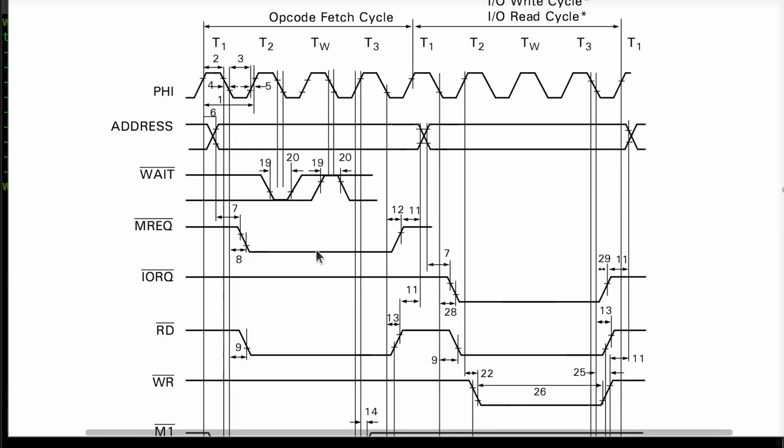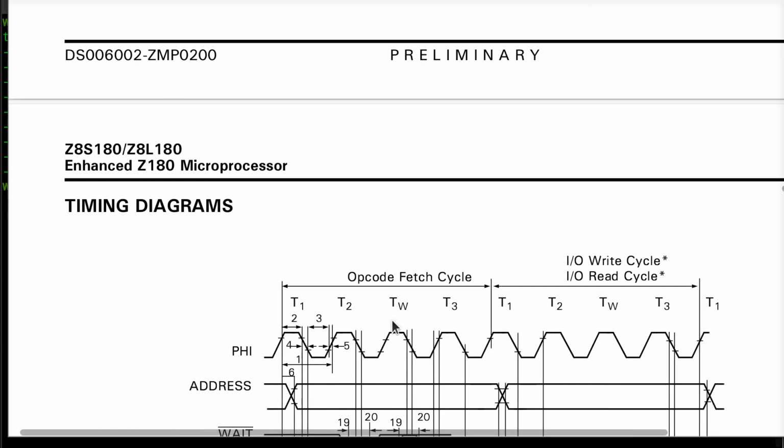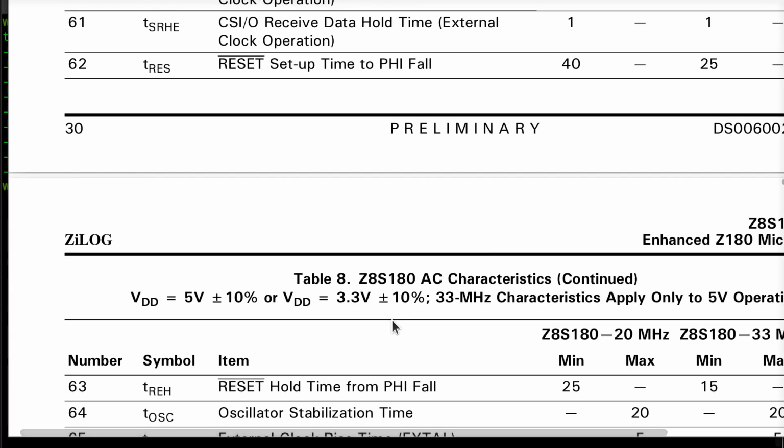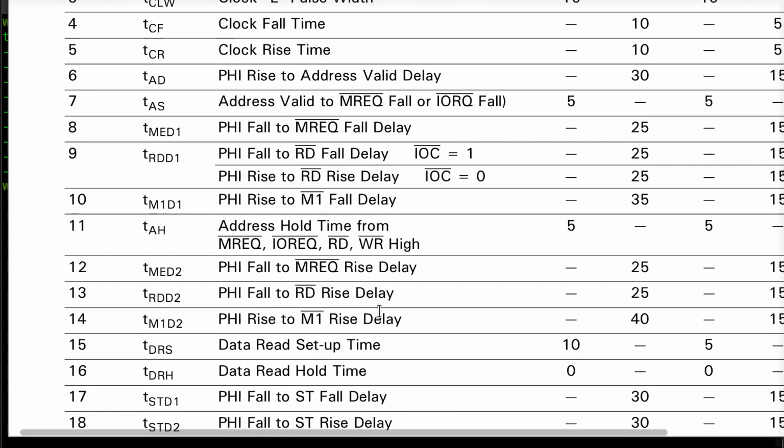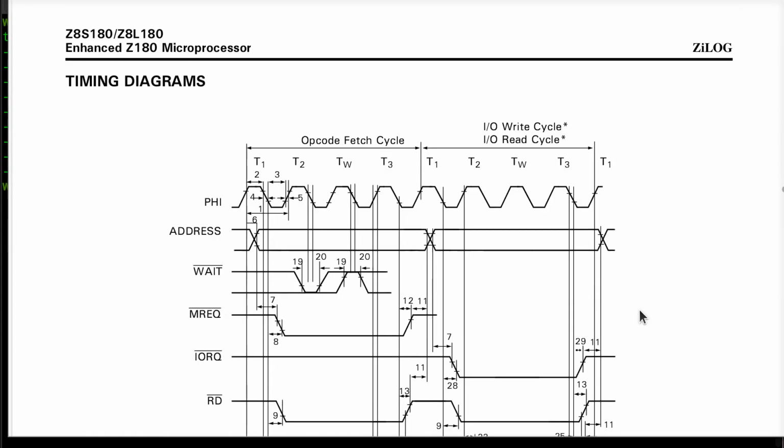So let's look really quick. I've got 8, 9, 12, and 13. In the table above is where you get these timing numbers from. Almost all of these are 25 nanos. Okay, let me get back to where we were.